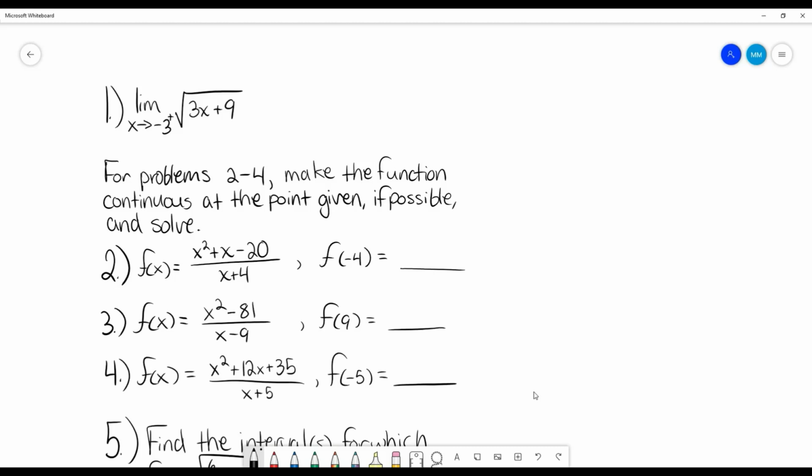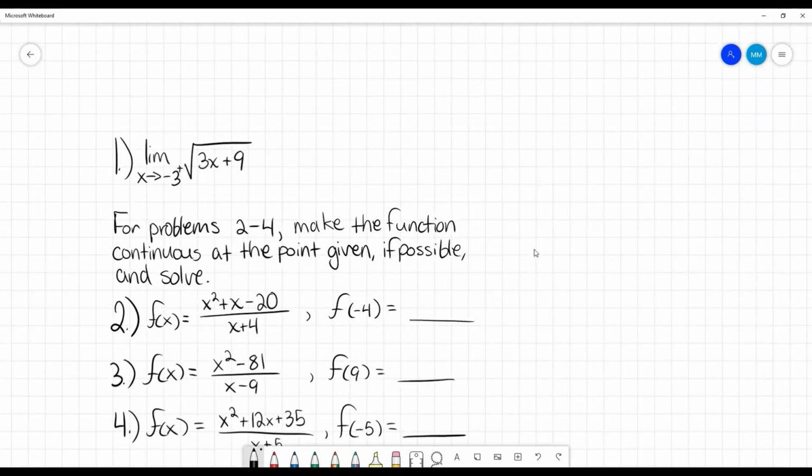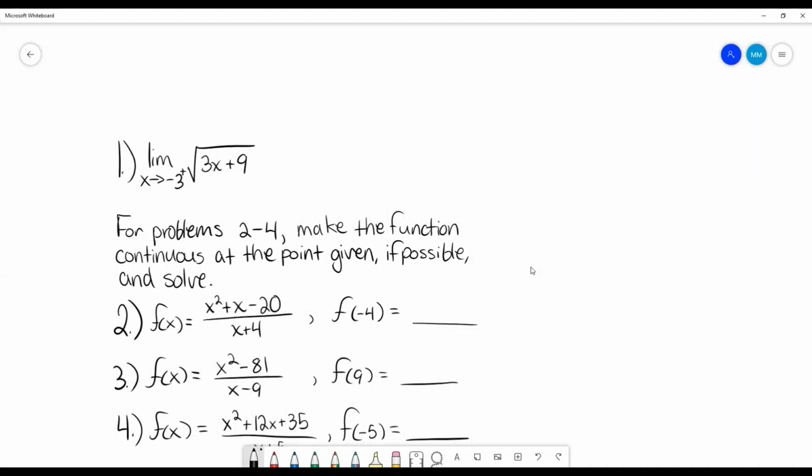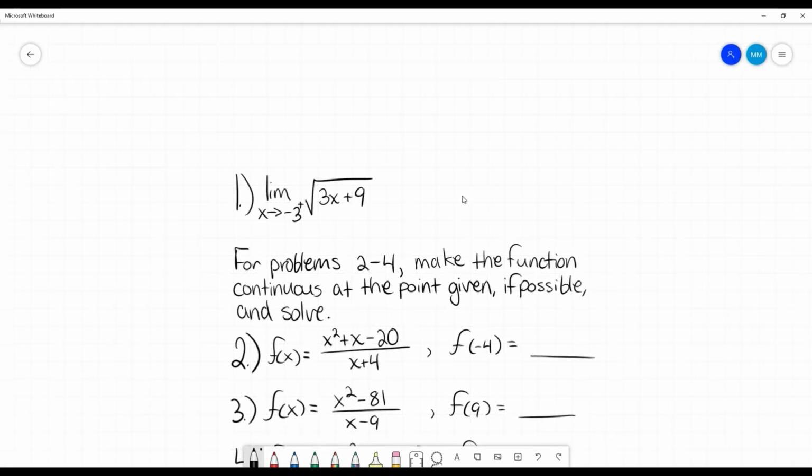All right, so we're going to go ahead and get started now with our next problem set. I believe this is problem set number 4. And yeah, let's go ahead and take a look at number 1.